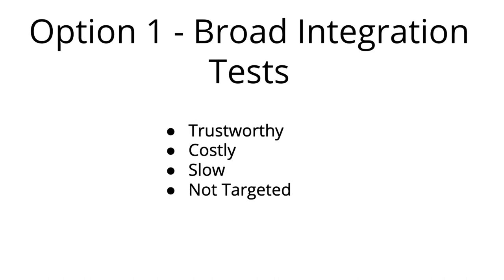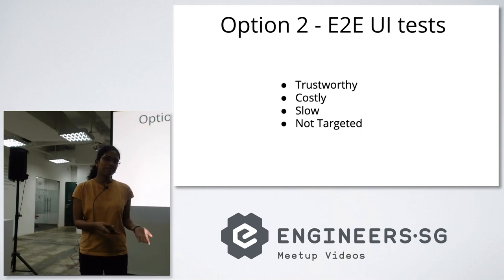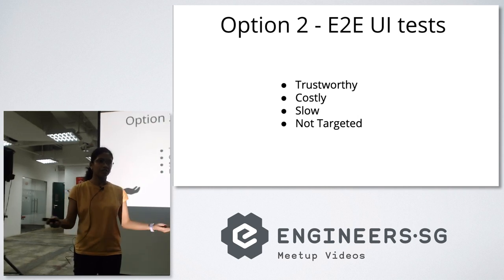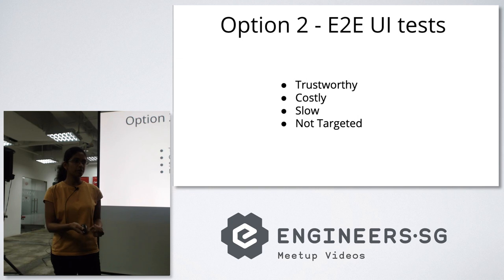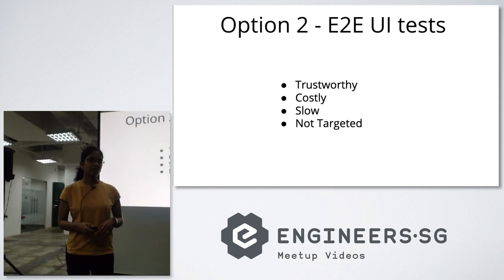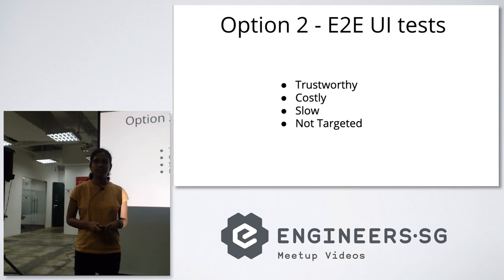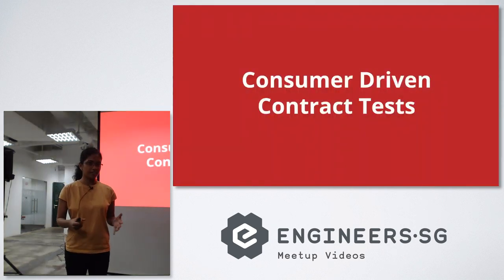The second option that we had was to add in the UI layer. But UI tests again have all the negative points of a broad integration test as well. Plus, if you had attended the previous meetup, somebody spoke about how flaky they can get. So this was really out of question. So finally, we decided that we will go ahead with consumer-driven contract tests.